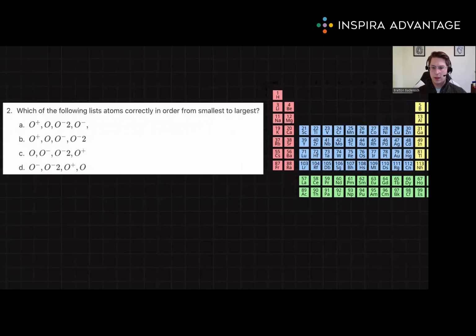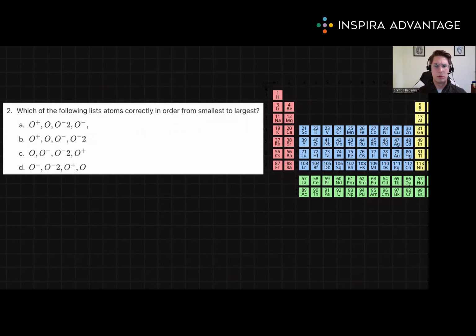Now that we're warmed up, let's kick it up a notch with question 2. Which of the following lists atoms correctly in order from smallest to largest? We're dealing with oxygen atoms here, but all of them have different charges. Give this a try on your own before I walk you through what's going on here. For question 2, we want to focus again on effective nuclear charge.